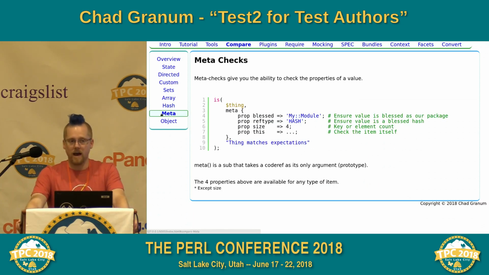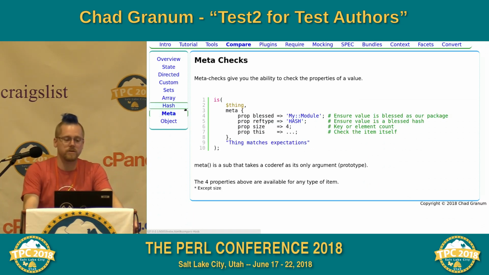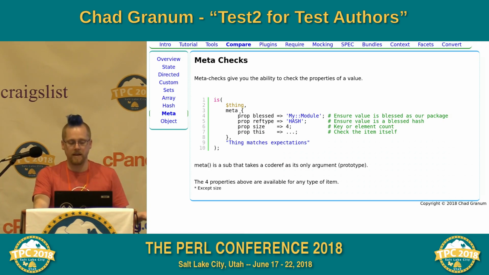Meta checks. These are really useful too. You can do meta data about the thing. Check that the property is that it is blessed to this class, that it has this ref type, that it is of this size. So if it's an array, it's the size of the array. If it's a hash, it's how many keys are in the hash. This is a reference to the thing again, so you could nest this again and do another meta check or an object check or a hash check.